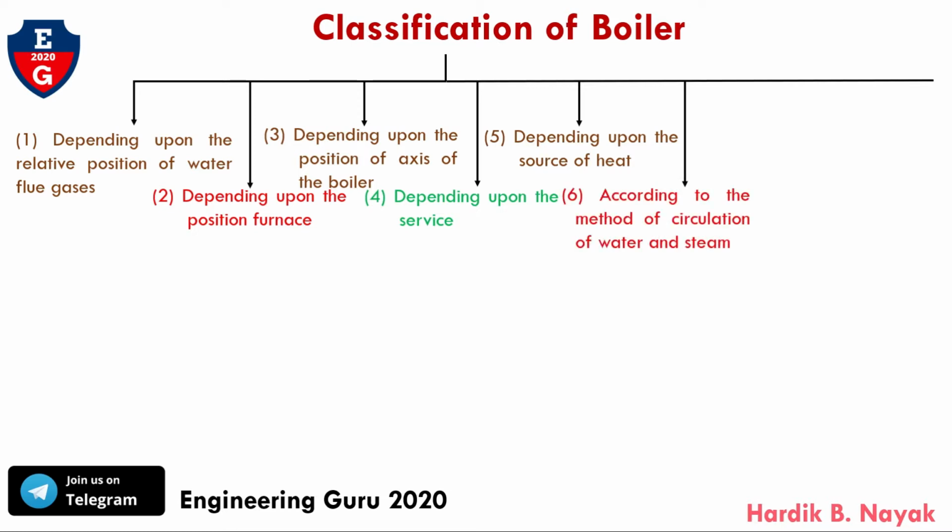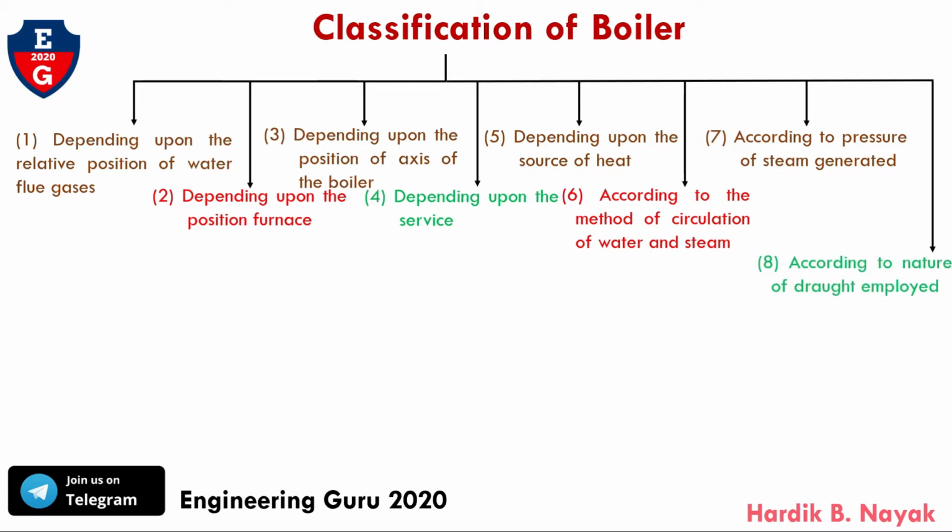Sixth, according to the method of circulation of water and steam. Seventh, according to the pressure of steam generated. And final, according to the nature of draught employed. So classification of boiler is divided into main 8 parts.